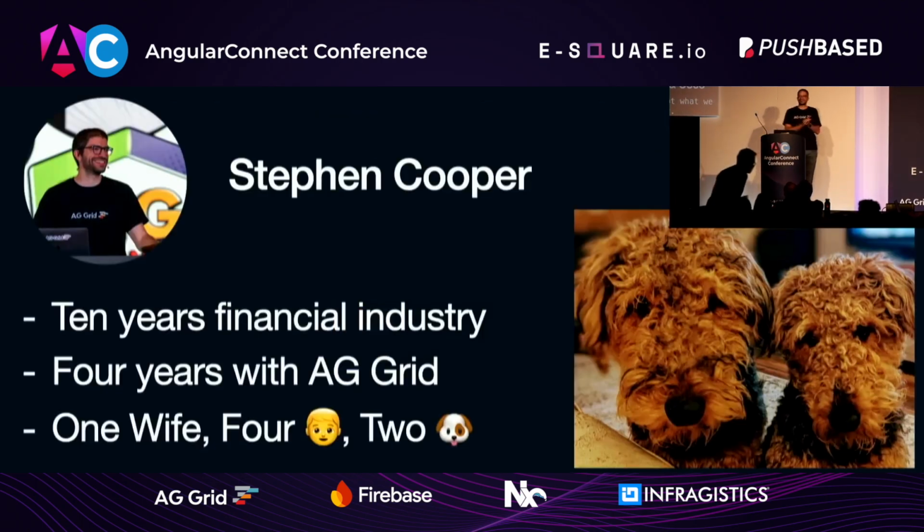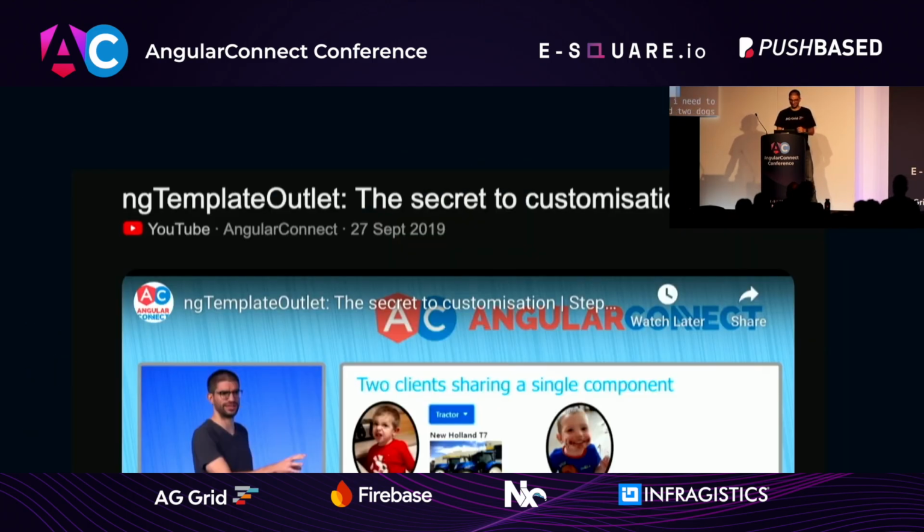So I guess a little bit of background about who I am. I was in the financial industry for 10 years before moving over to AG Grid. I actually first saw AG Grid at Angular Connect. I've got one wife. I don't know if I need to clarify. I've got one wife, 4 children, and 2 dogs, Rufus and Coco. This was my talk back in 2019 on NG Template Outlet, so you might know me from that too.